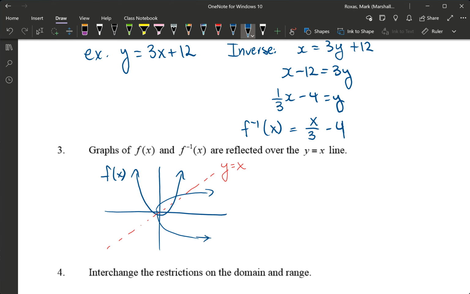It's a function that is the mirrored reflection of f of x along that y equals x line, that red line. Let's call this the inverse. This is f inverse of x.